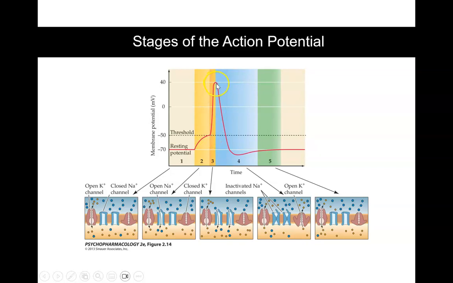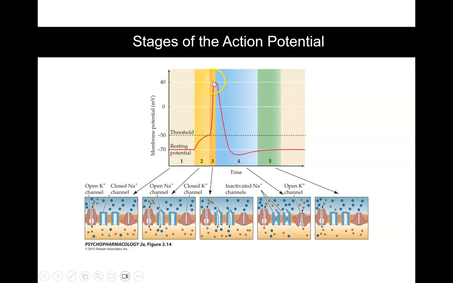But once the cell reaches this positive state, that's when the sodium channels are very slowly going to become inactivated and begin to close. Because of that, no more sodium can really enter the cell. And that's why we get this peak at positive 40 millivolts. These channels are inactivated and sodium can no longer enter. At the same time, the potassium channels are beginning to open, and potassium is leaving the cell, taking all of that charge with it. So here we have the rising phase.